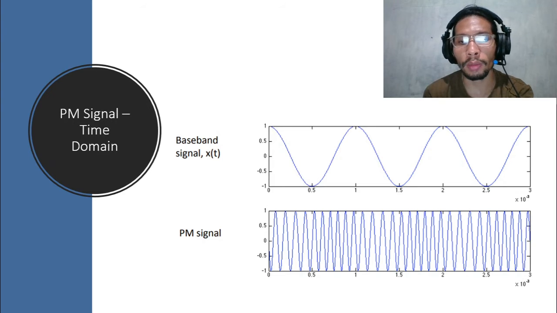Whereas in the PM signal, when the phase of the carrier is varied, the modulating or the phase modulation can be moved to the right or to the left. As you can see, it is the same as the FM signal, but the phase is shifted to the left or to the right.